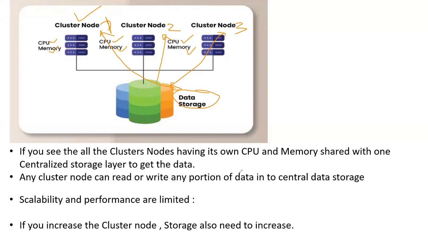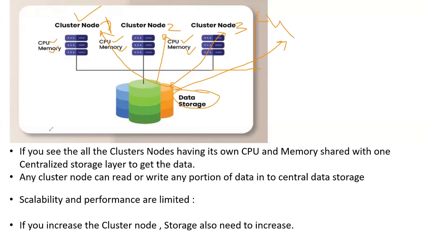Let's talk about scalability. For scalability of a shared disk, we can easily add one more cluster node here as cluster 4, and the same storage layer will be sharing the data. It means this same storage will be shared with cluster 4 as well. So this single storage will be shared with node 1, node 2, node 3, and node 4.